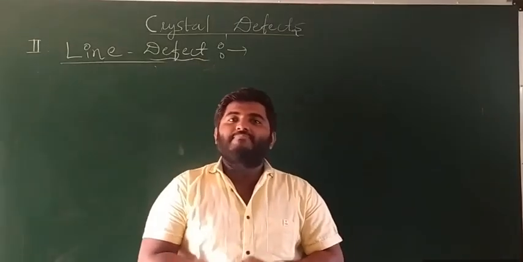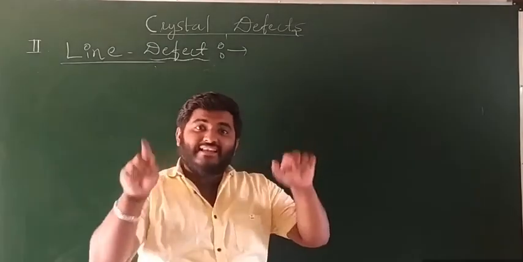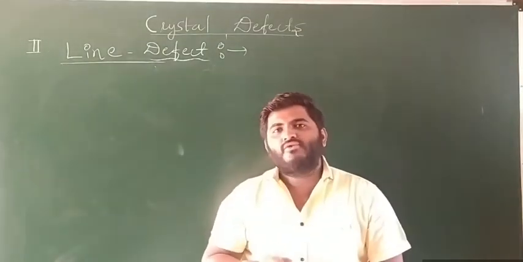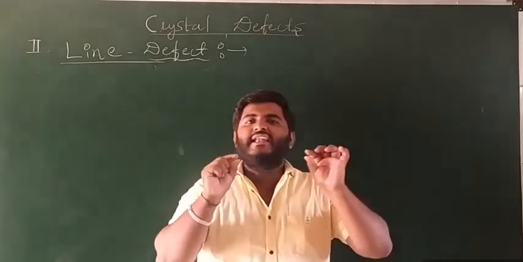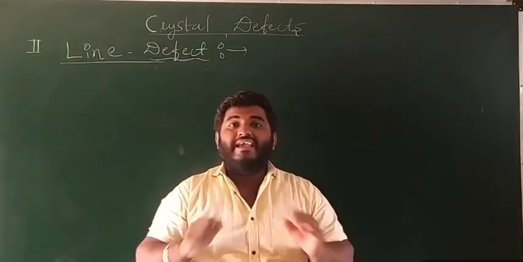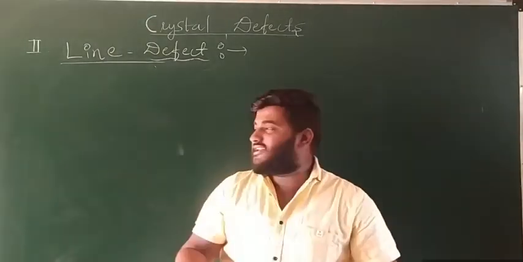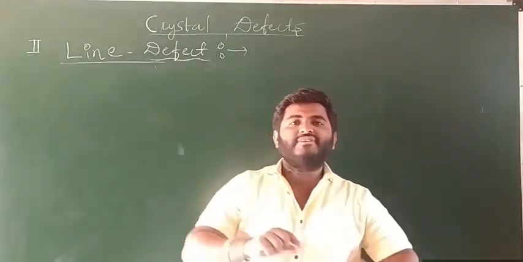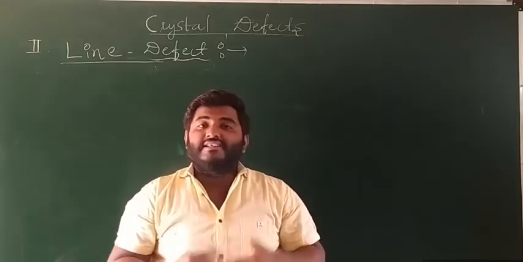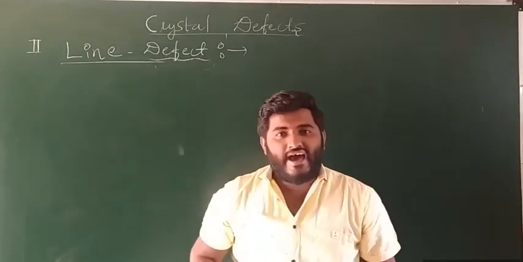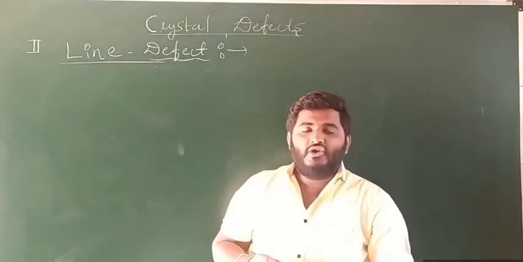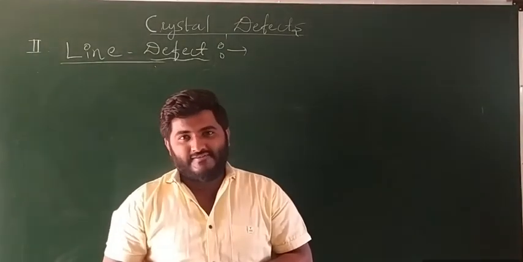See, line defect is the last classification, the main classification, second one. Line defect, look at the name, line. So the name itself indicates that any deviation observed in an entire row in a crystal lattice or crystal system is called a line defect. That means in the entire row itself there is a defect, a deviation from the regular ordered arrangement in the crystal lattice. That is called line defect. So this is regarding defects, guys.